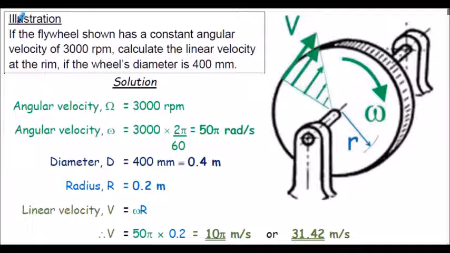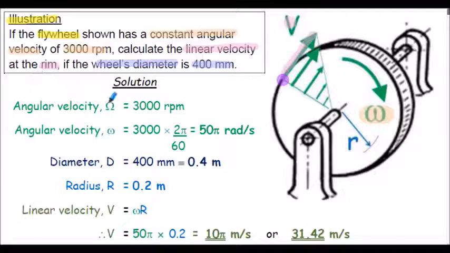Here's a brief illustration on application of the formula we derived previously, v is equal to omega r. If the flywheel, shown here on the right hand side, has a constant angular velocity of 3000 rpm, so that would be omega in our diagram, we've got to calculate the linear velocity at the rim, labelled v. The flywheel's diameter is stated as 400 millimeters.